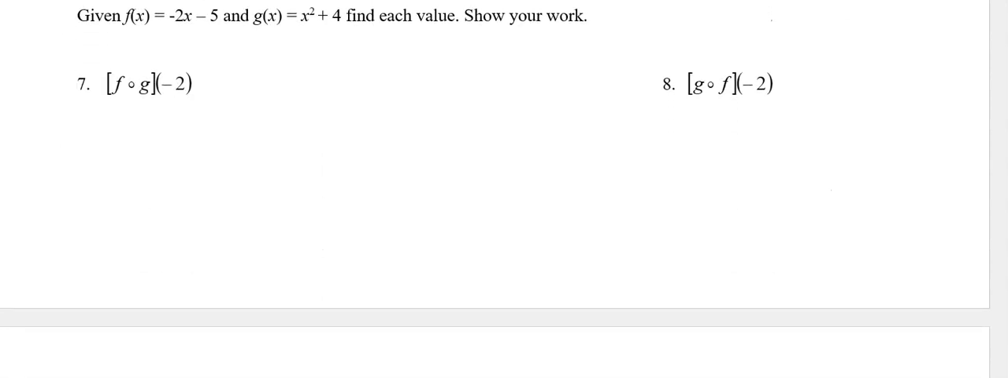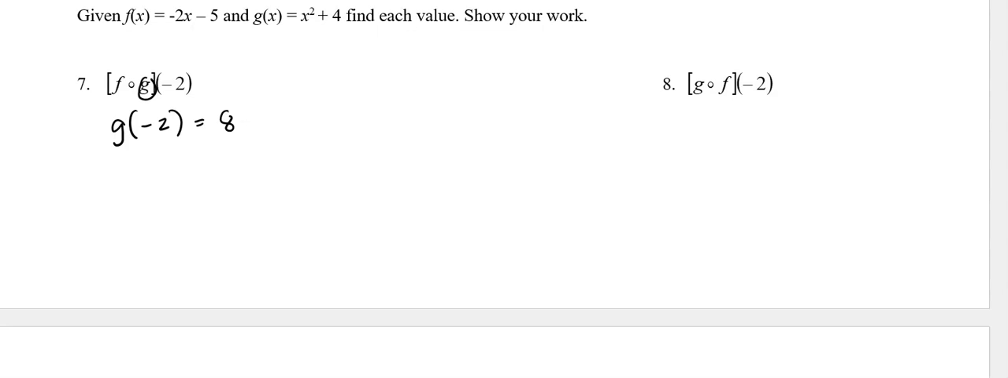7 and 8 are problems that we call composites. And so the way this is written, I will first find g of negative 2. You're going to start finding the output for the function that's closest to the input. So if I input negative 2 into the g function, hopefully you can see I'm going to get an output of 8. Negative 2 squared is 4. 4 plus 4 is 8.